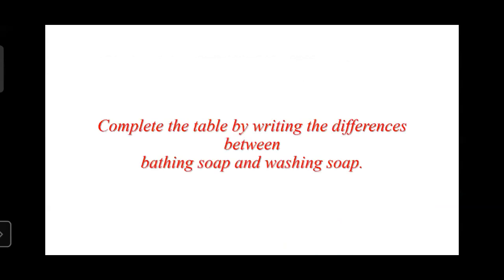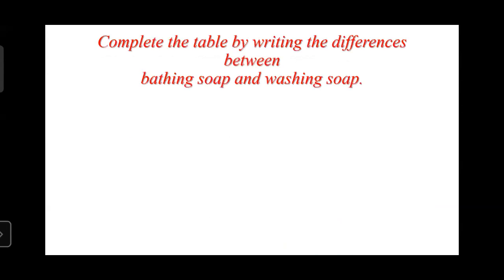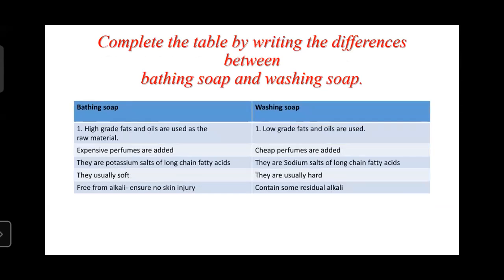Now, we will see the difference between both the soaps, bathing soap and washing soap. In bathing soap, high grade fats and oils are used as a raw material. In washing soap, low grade fats and oils are used. In bathing soap, expensive perfumes are used. In washing soap, cheap perfumes are used.